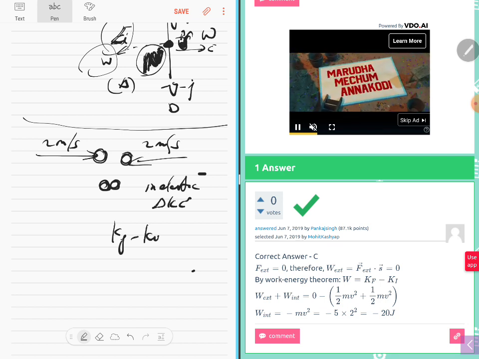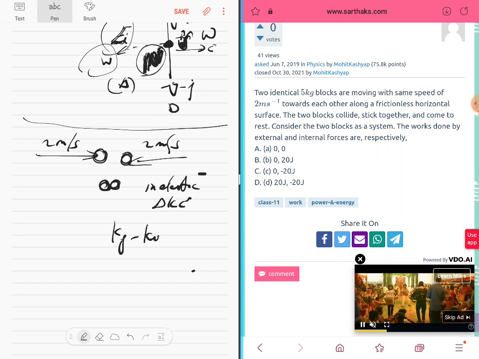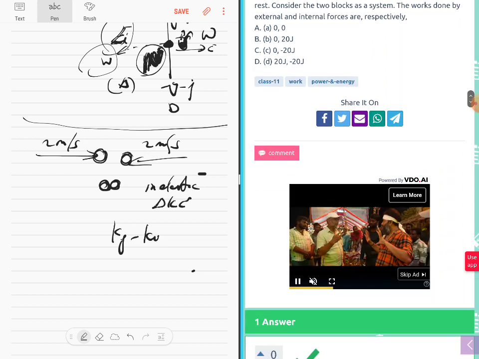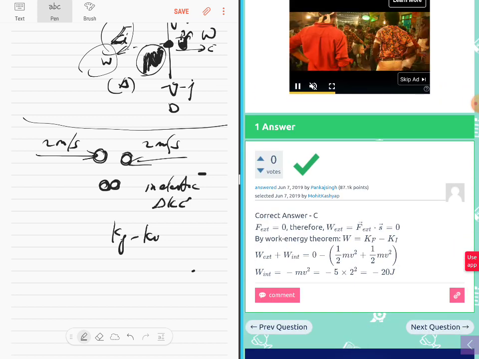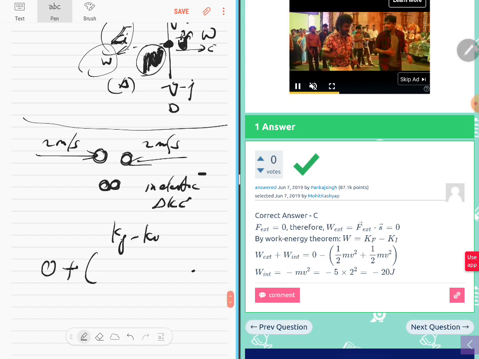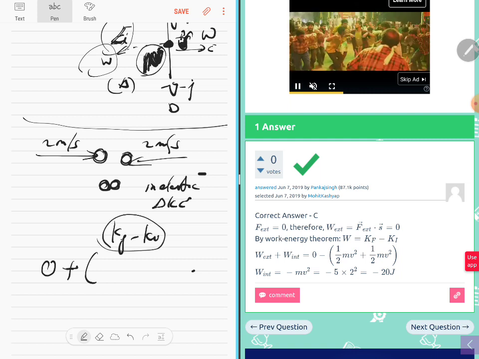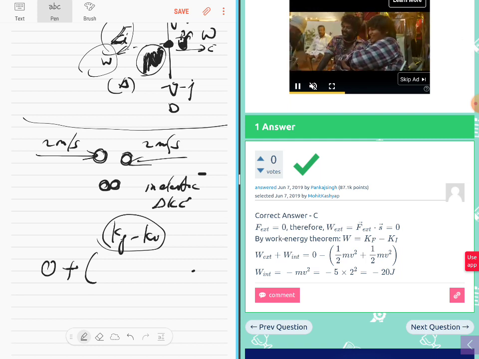First of all, two identical masses of 5 kg are moving towards each other on a frictionless horizontal surface. The two blocks collide, stick to each other, and come to rest. Consider the two blocks as a system. The work done by the external force and internal force. You're considering it as a system which is isolated, so the work done by the external force is taken as 0, in addition to the work done by the internal force. Work done by the internal force is nothing but K final minus K initial.